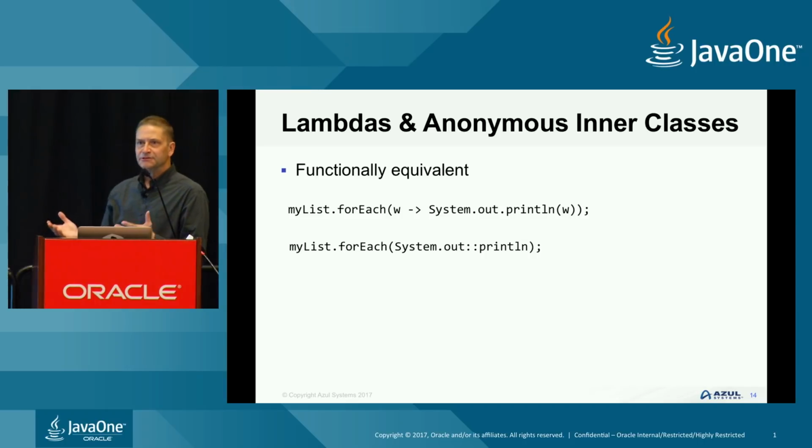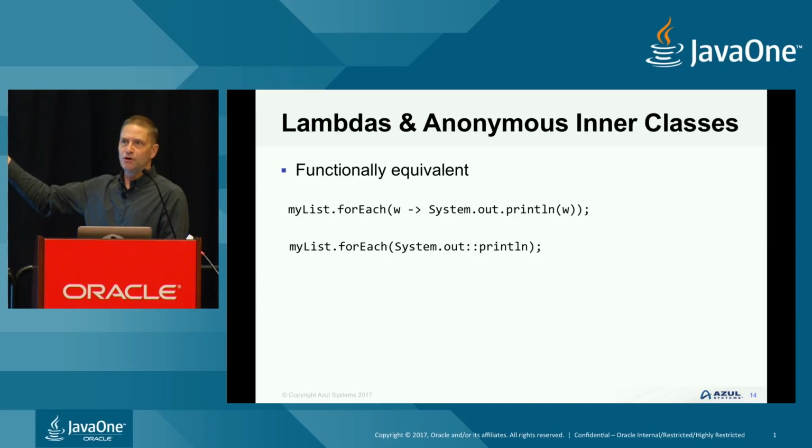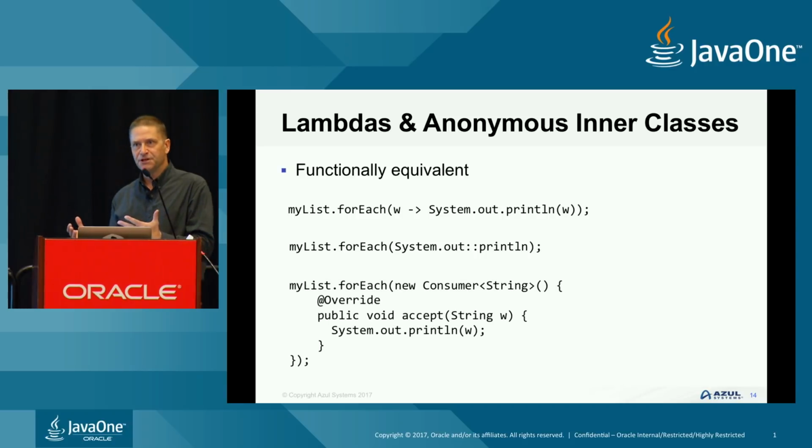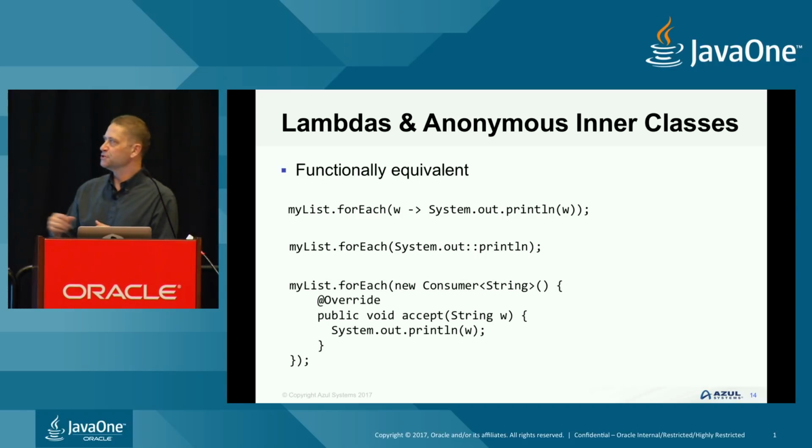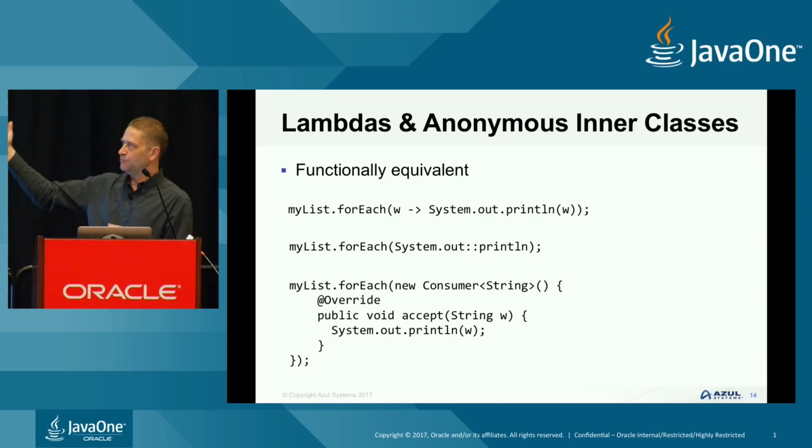We could also do that using a method reference, which you've already seen. So we simply say System.out::println. Great. Functionally equivalent to the one above. And we could also do it with an anonymous inner class, a bit more verbose, but exactly the same thing. So now we have to create a new instance of a Consumer of type String, and we're going to override the accept method, and we're going to print out the word.